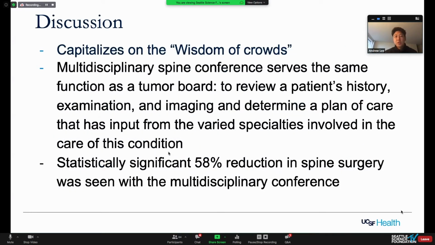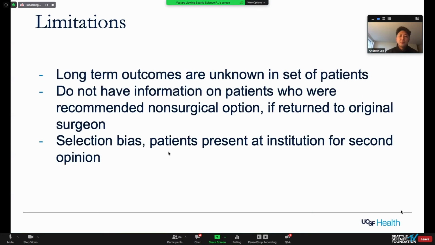Like Dr. Berven was mentioning, it's important to capitalize on the wisdom of crowds. A multidisciplinary spine conference serves the same function as a tumor board, to review a patient's history, examine imaging, and also determine a plan of care. As shown in this study, they showed a 58% reduction in spine surgery with the multidisciplinary conference.